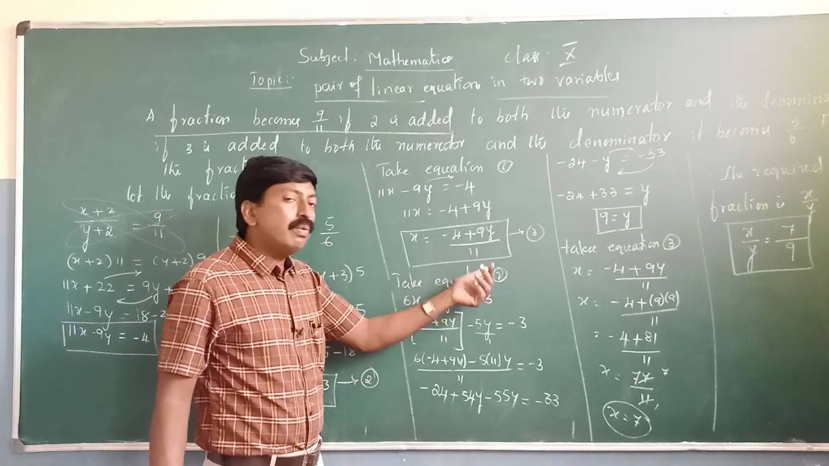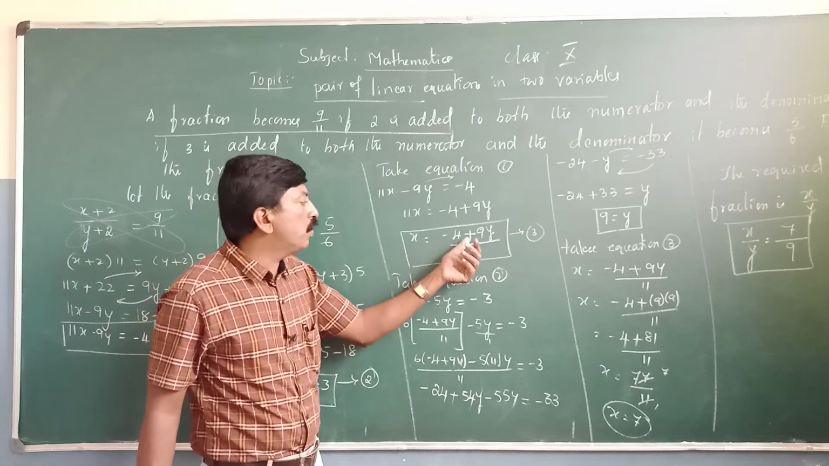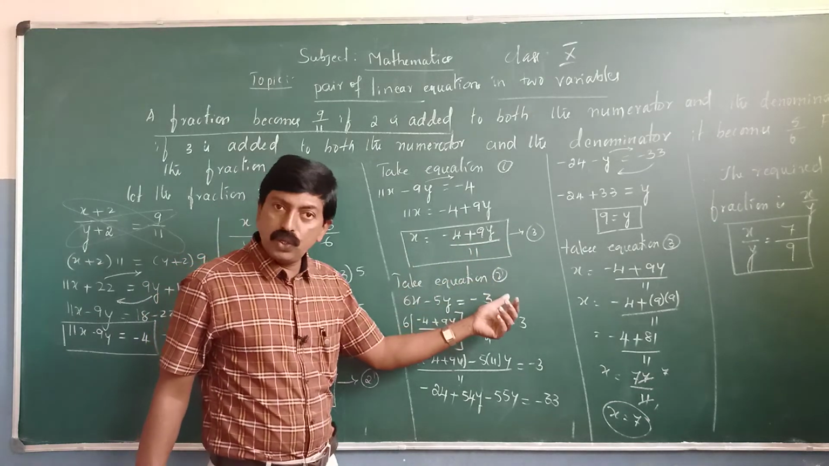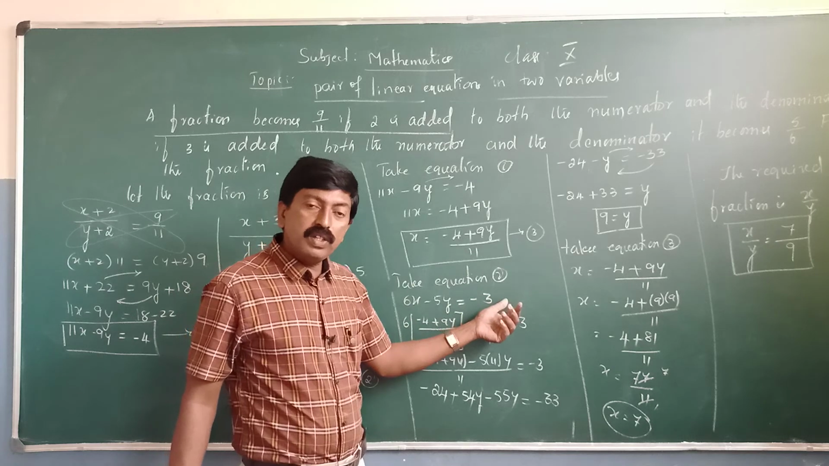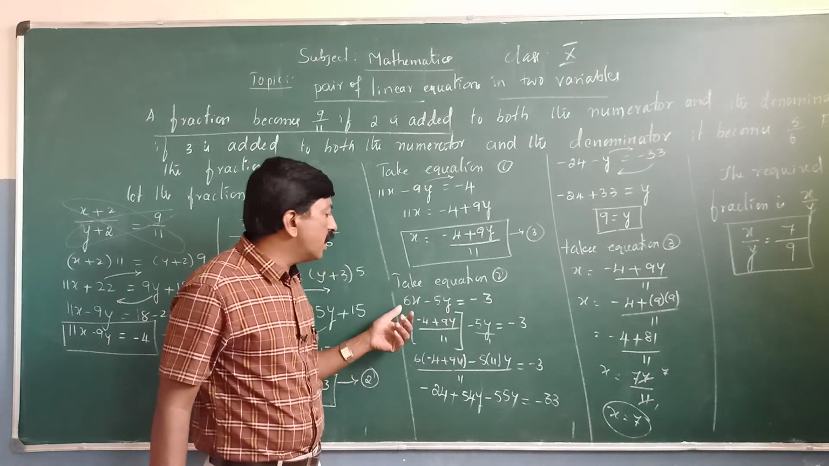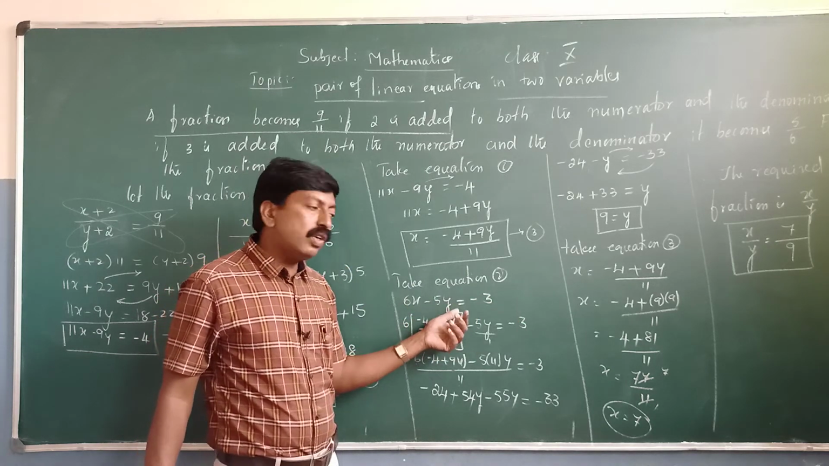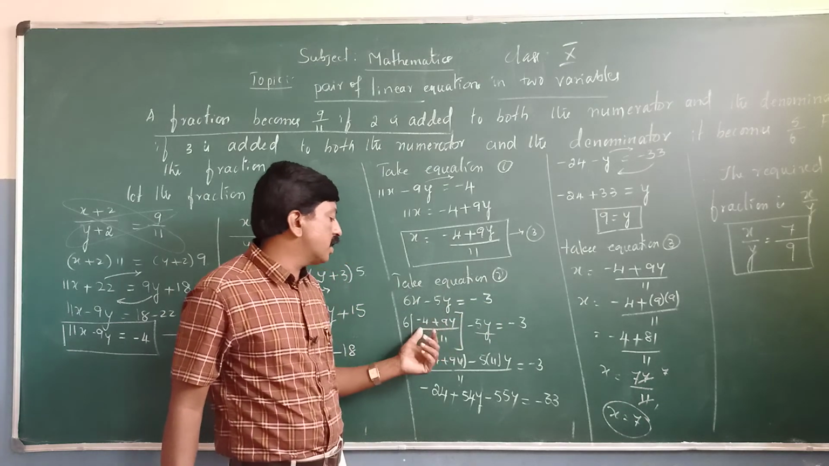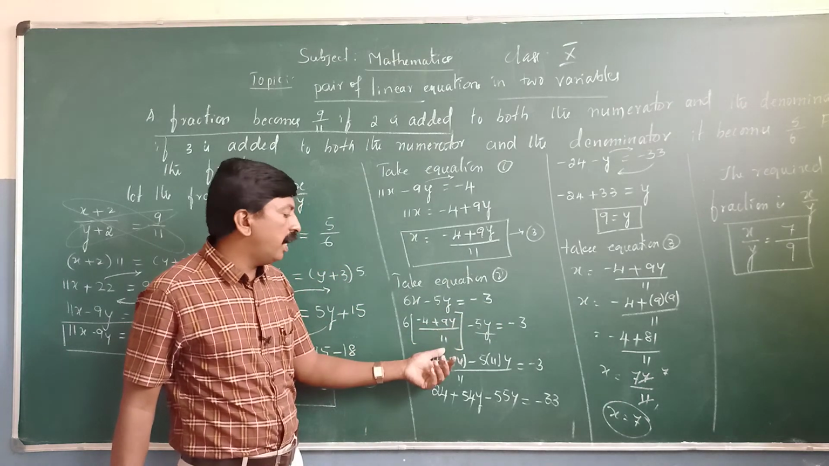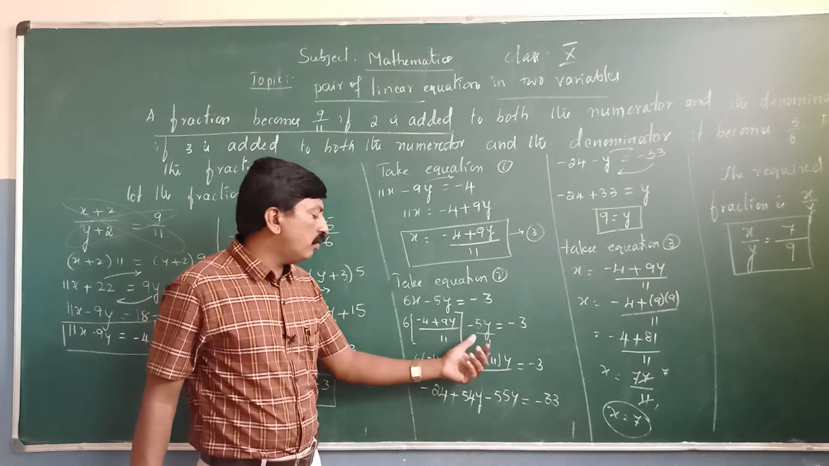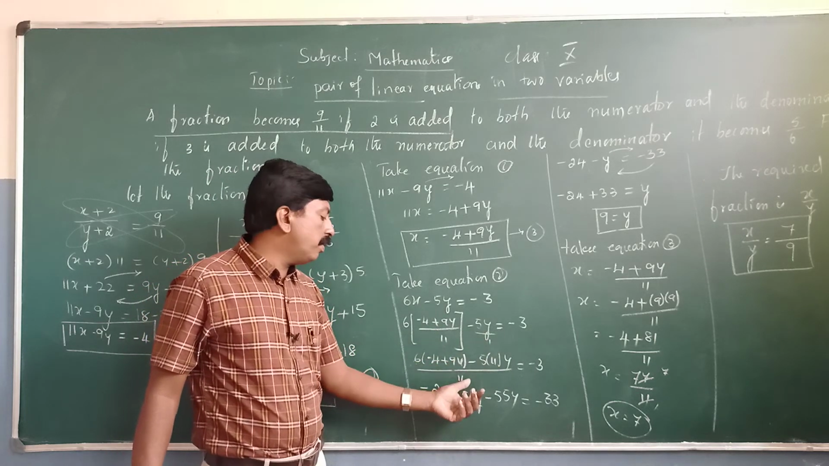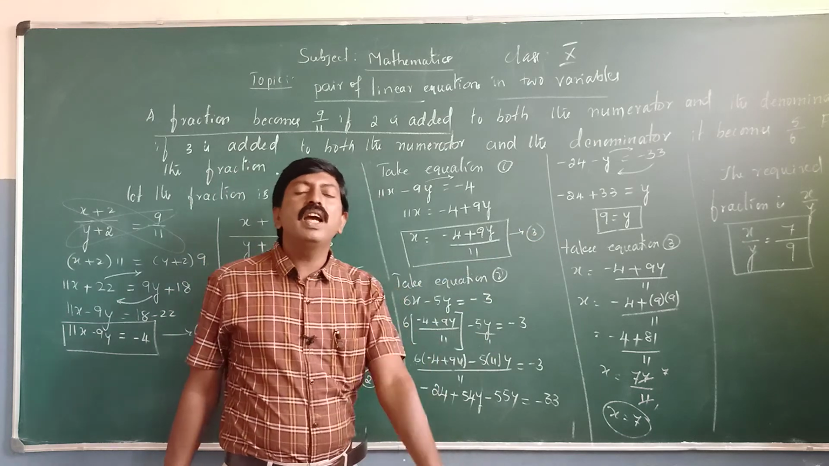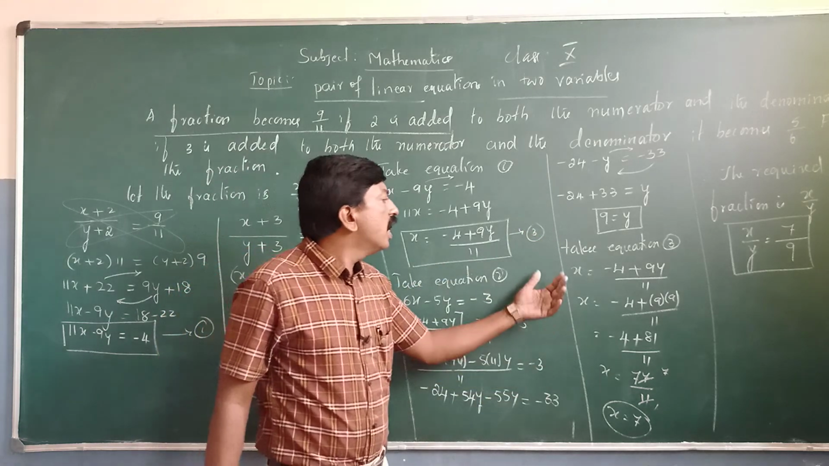After this, substitute x value as minus 4 plus 9y divided by 11 in equation 2. What does equation 2 say? It says that 6x minus 5y is equal to minus 3. So substitute x value as minus 4 plus 9y divided by 11. By taking LCM for 1 and 11, we can simplify. We got y value as 9, exactly a constant.